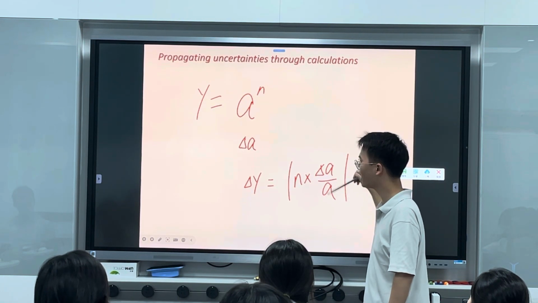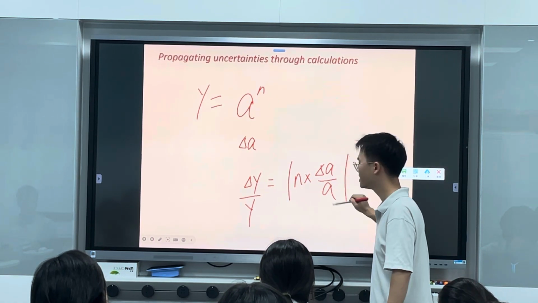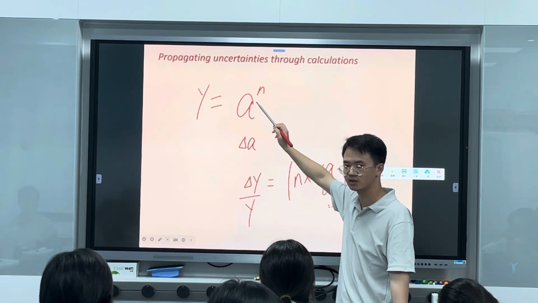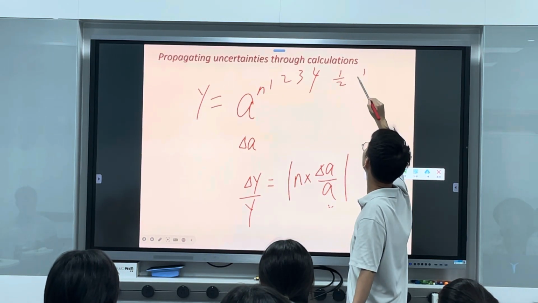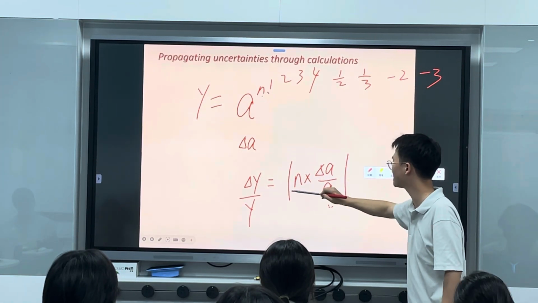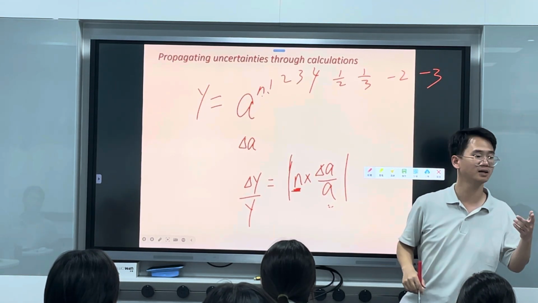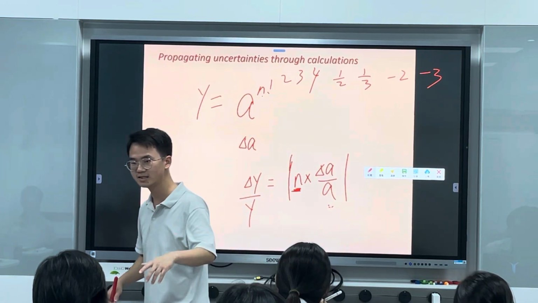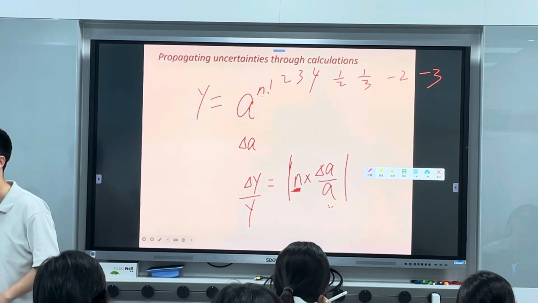If here is delta a over a, that's fractional uncertainty, then delta y over y. If this is fractional uncertainty, this part should also be fractional uncertainty, right? So we don't care to the power of how much. It could be 1, 2, 3, 4, even 1 over 2, 1 over 3, or negative 2, negative 3. Whatever n is, we just drag it down and put it here and take the absolute value. Okay? Any questions? Those are something you have already met in your A-level math summer homework, right? If you still remember.